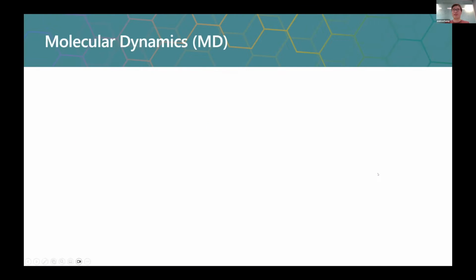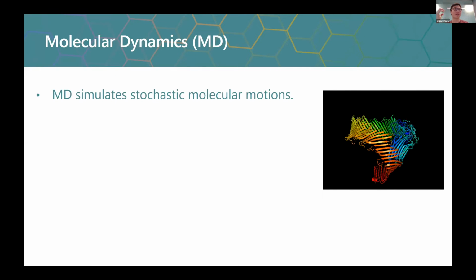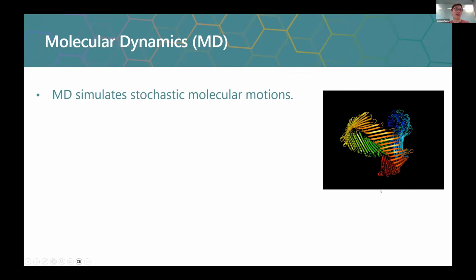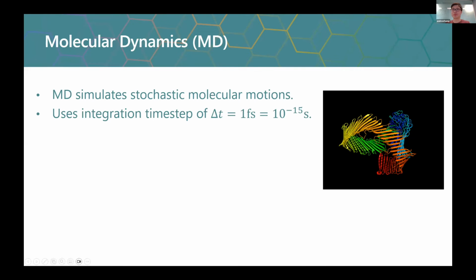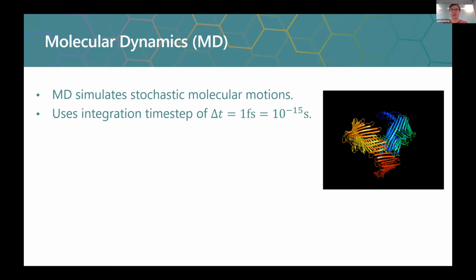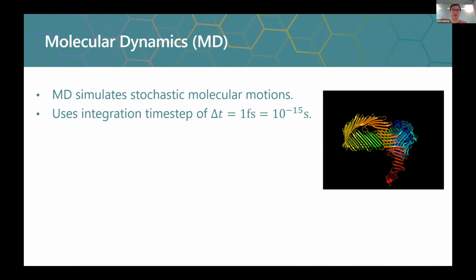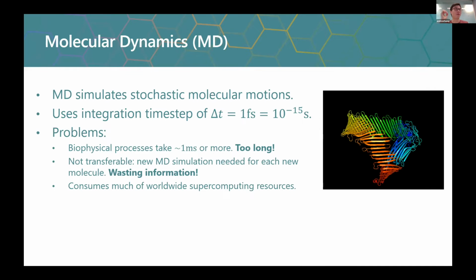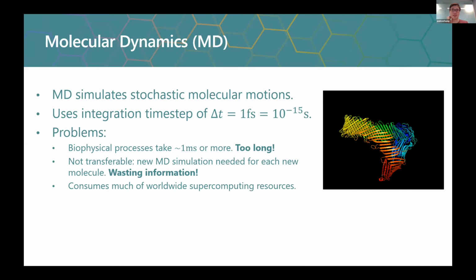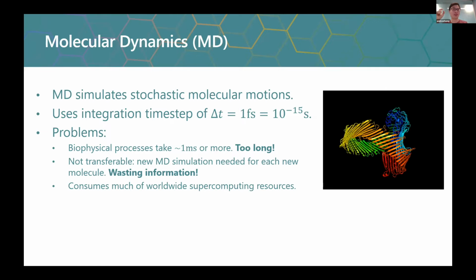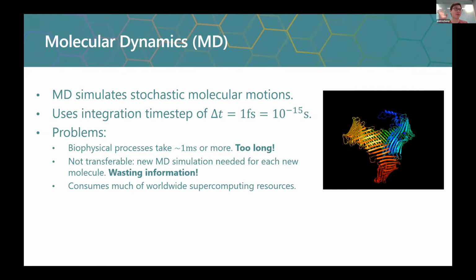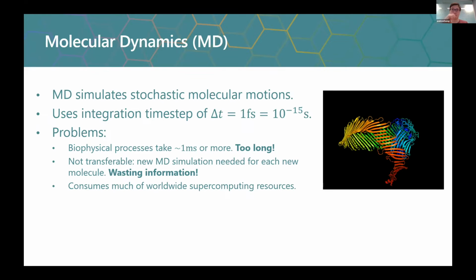So let me talk about something that probably you all know a lot about, molecular dynamics. Molecular dynamics tries to simulate the stochastic motions of molecules, and here's a little human protein wiggling around in some simulation. Typically, when you do MD simulations, you integrate Newton's laws of motion, use a small time step, roughly a femtosecond is quite common. And there are problems with this kind of approach to simulating biophysical processes. For example, often you're interested in timescales of like a millisecond. So that is 10 to the minus 3 seconds, and that is just far too long most of the time to handle with this approach.